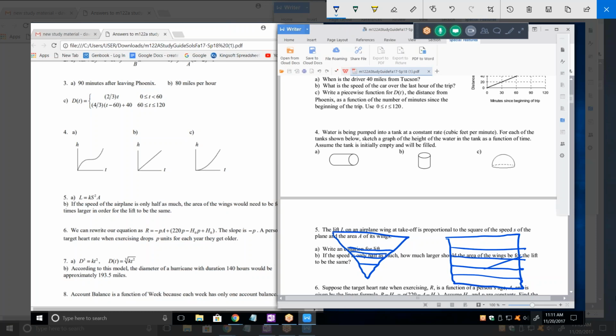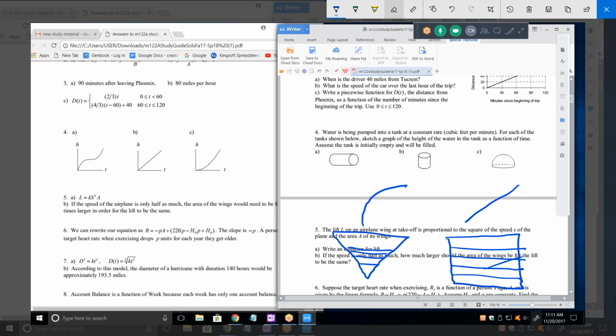So this curve, the height would start out high and flatten out, whereas this curve would be a straight line. It's a constant height that's going up linearly with time.